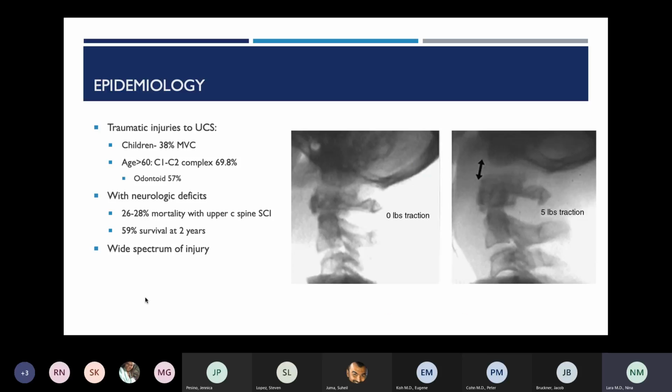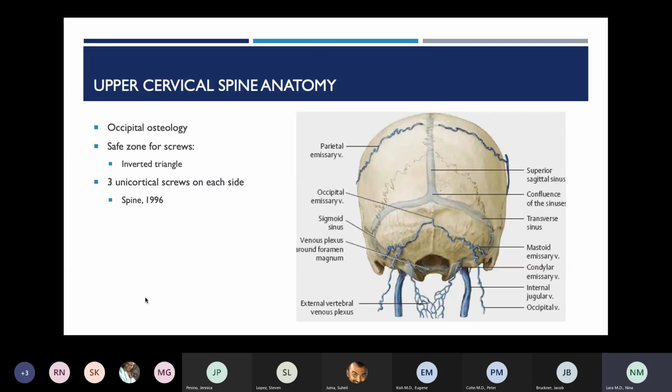You can see here, this is one of the papers we'll talk about later on down the road. With a small amount of traction, you can see that there's a craniocervical dissociation there. So understanding the upper cervical spine anatomy is important. It's important to understand the soft tissue as well as the bony anatomy. There are safe zones to be aware of that avoid the major dural venous sinuses. This is important when you're placing screws for halo treatment.